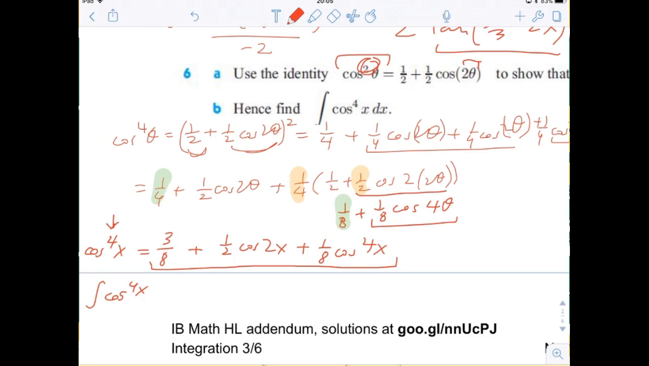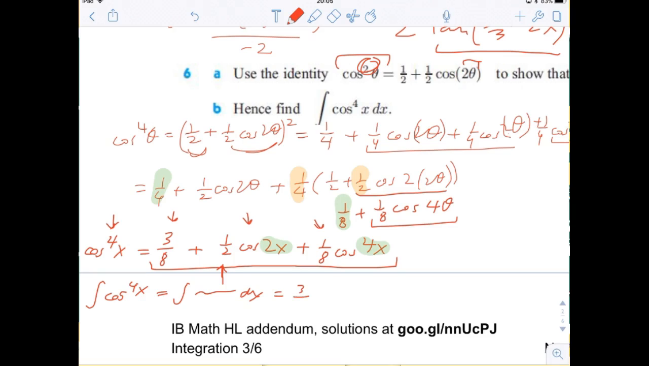So I'm going to rewrite cosine to the fourth, which is difficult to take the integral of, as this expression here. So I'm just going to put the integral of blah, blah, blah, and what's blah, blah, blah? It's this expression there. Okay? So now it's really easy to take the integral of, because I just take the integral of 3/8, I take the integral of cosine 2x, and I take the integral of cosine 4x. Those all can be done by just looking at the expression inside here and doing the reverse chain rule. So I'll show you how it's done.